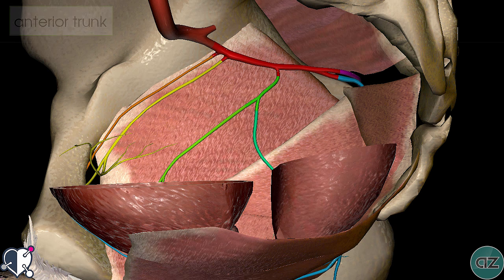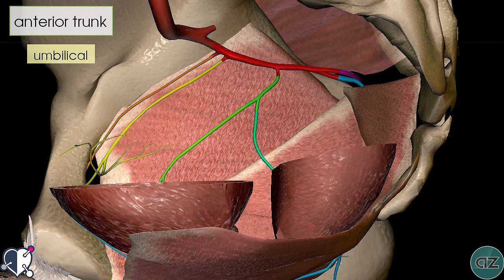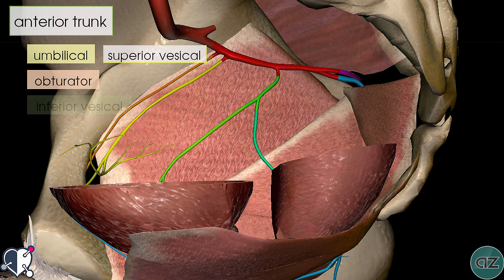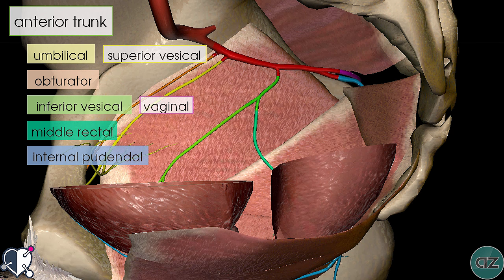Now we're looking at the anterior trunk of the internal iliac artery, and as you can see it has several branches, so it has up to 8 branches which may be present. There is a lot of anatomical variation in the branches of the anterior trunk of the internal iliac artery, but the main branches are the umbilical artery, which gives rise to the superior vesical artery, the obturator artery, the inferior vesical artery, which in women is called the vaginal artery, the middle rectal artery, the internal pudendal artery, the inferior gluteal artery, and again in women you have the uterine artery.